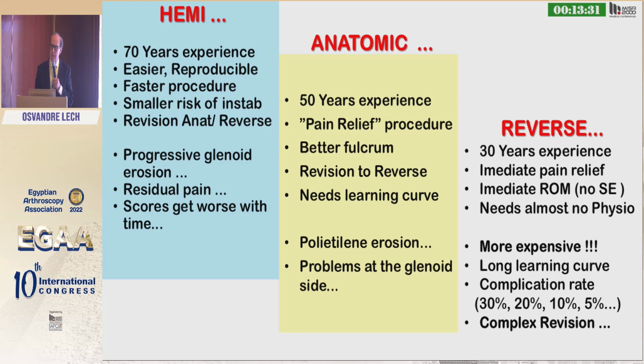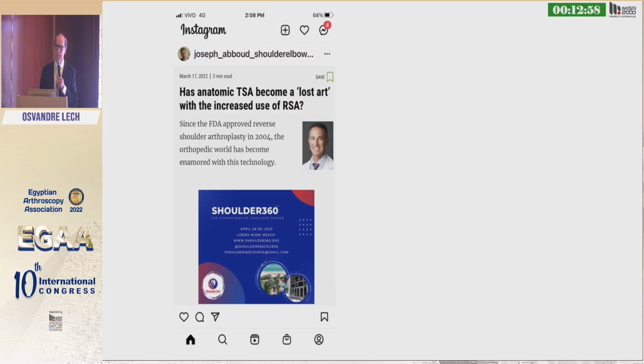And finally, the reverse, 30 years of experience, mostly in Europe. Immediate pain relief, immediate range of motion because there is no need for supraspinatus, and also needs almost no physiotherapy. However, it's more expensive, there is a long learning curve, and the complication rate has come down ever since, and nowadays is less than 5%. And when you have to revise, it's for experts, not for simple surgeons.